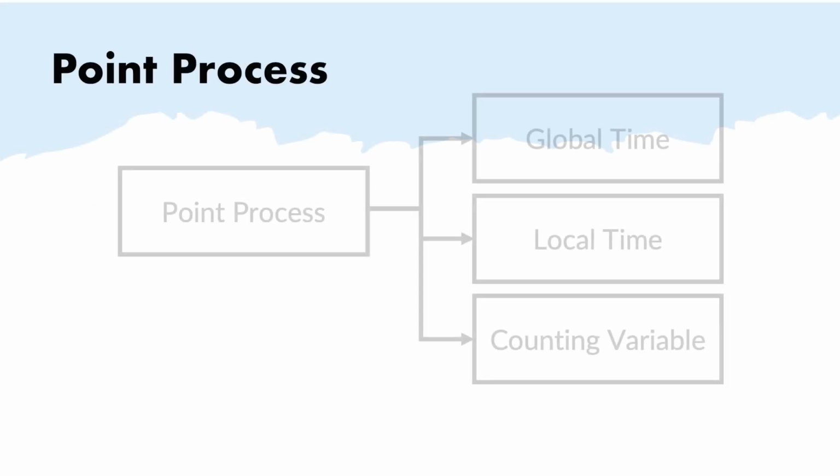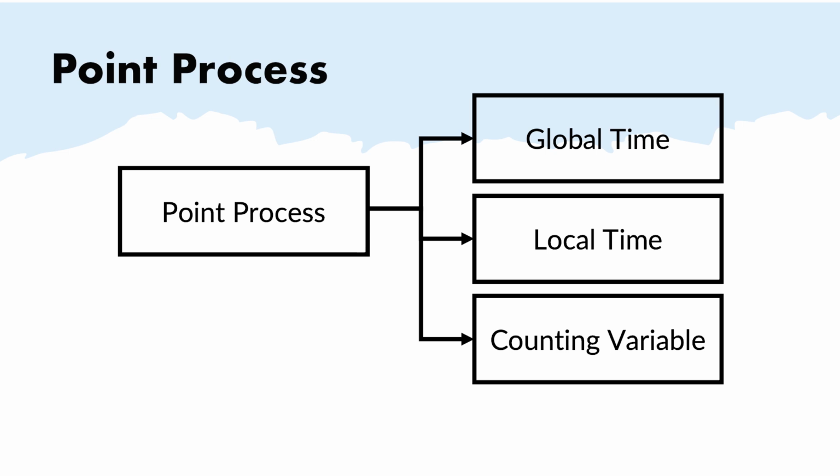A point process can be represented in one of three ways, either by the local time variable, by the global time variable, or by the counting random variable. In either case, you can simulate your point process using information of that random variable alone.